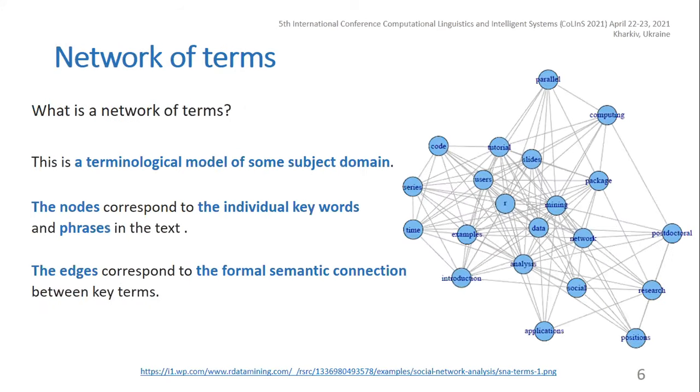In this work, it is proposed to use a linguistic network model as an ontological model of text data. One of the forms of this network is a model built of keywords and phrases. In this network of terms, nodes correspond to individual words and phrases in the text and the edges to the formal semantic connection between them.